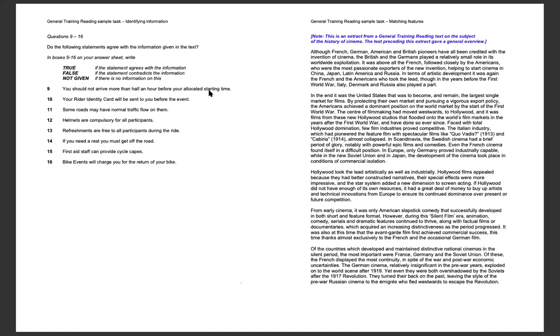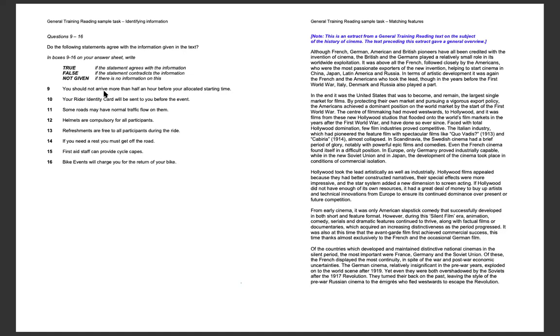Allocated starting time. And then you underline your keywords, you try and understand. So what are they telling? You should not come more than 30 minutes before your allocated time. So if there is an allocated time, you can come a maximum of 30 minutes earlier. You can't come 1 hour earlier. You can't come 2 hours earlier. 30 minutes before your starting time. That's the information they're giving in this sentence. That's how you understand it. You read it, you try and understand, okay, what are they trying to convey?